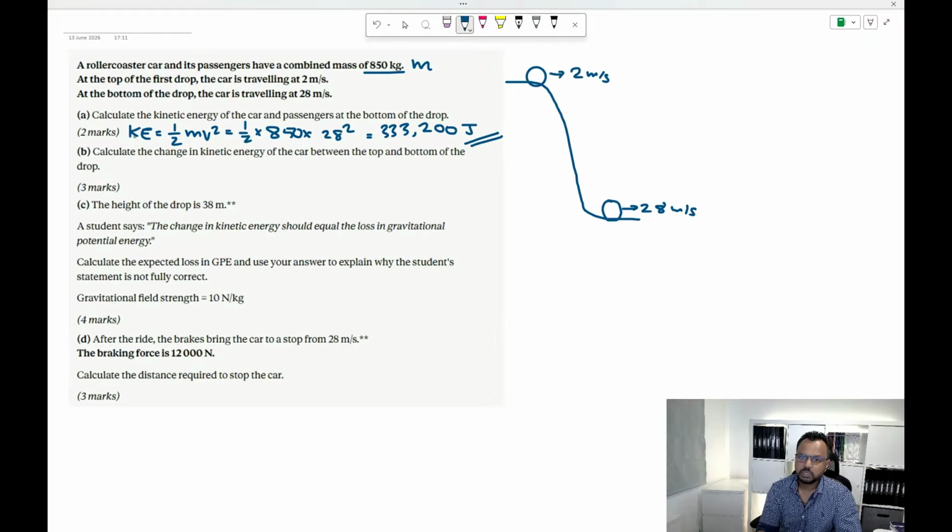Well done. Calculate the change in kinetic energy of the car between the top and the bottom of the drop. Okay, right. So what's the kinetic energy here, guys? So here the kinetic energy is also half mv squared, but m is the same, but v is different, 2 squared. Let's do that. 0.5 times 850 times 2 squared. Put it in the calculator. I get 1,700 joules.